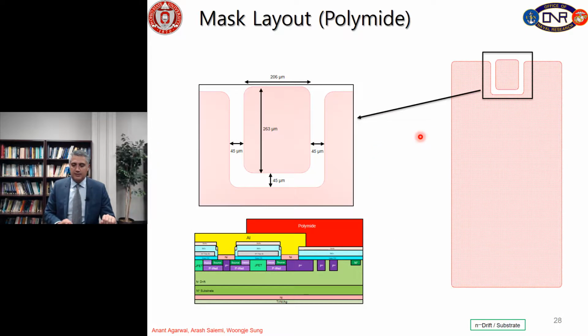Here you see the mask layout from the top side, gate pad and source pad, and here is the distance, 45 micrometers distance between them. And the gate pad size is 206 micrometers by 263 micrometers. So this is the size of the gate pad. And all these corners, as you can see, have been properly rounded.